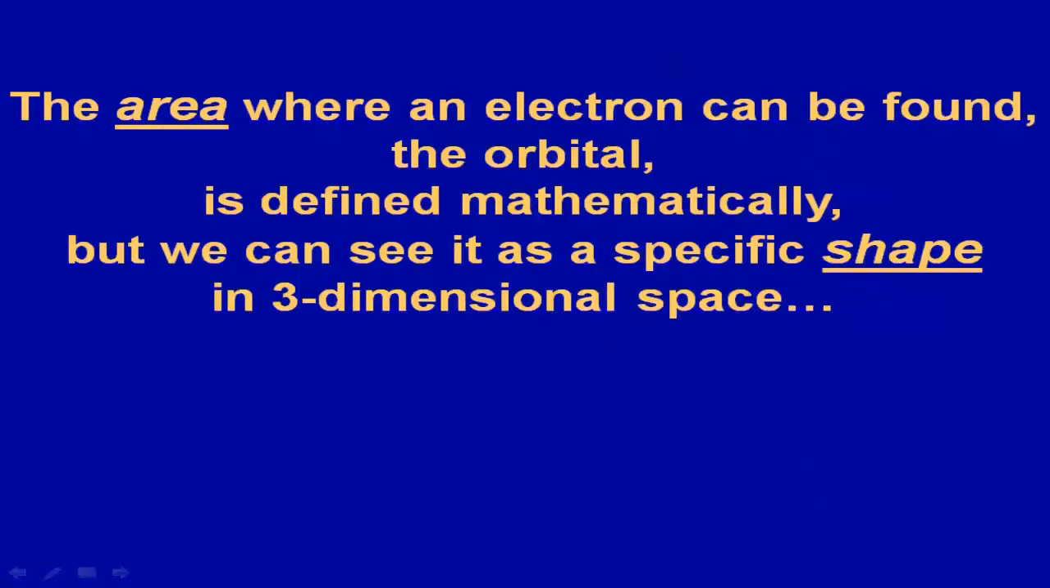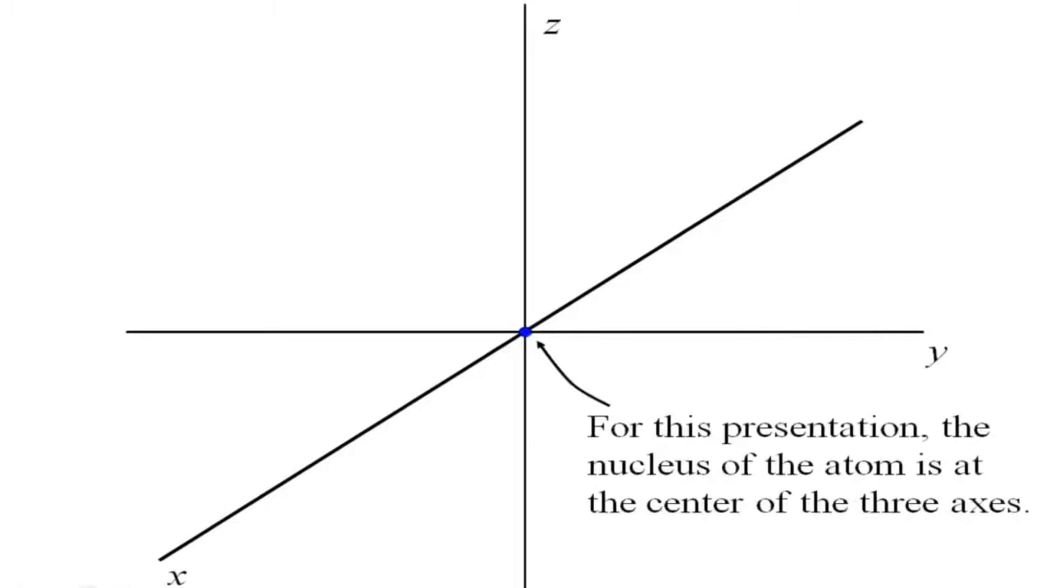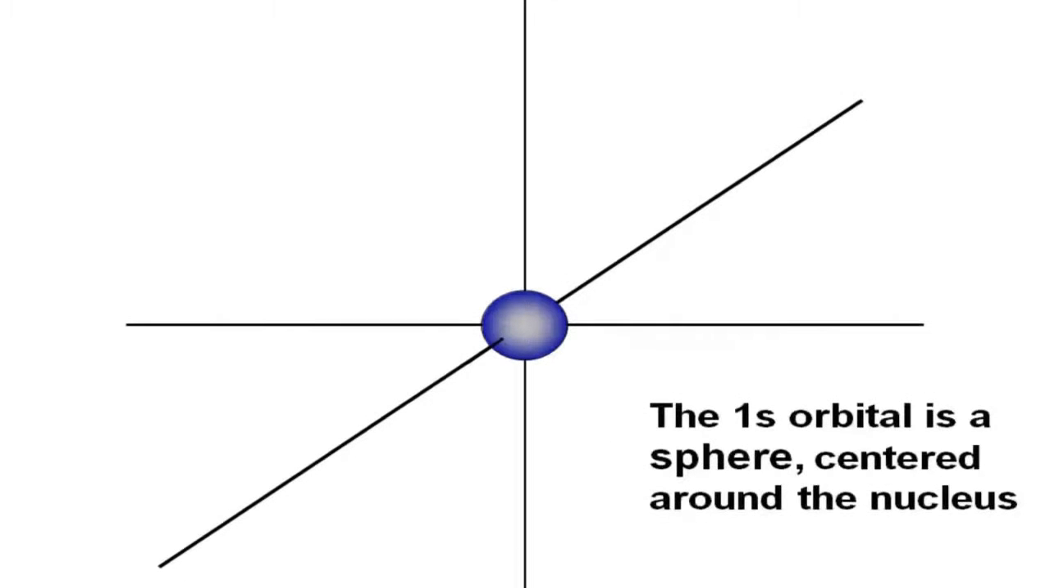So the area where the electron can be found, the orbital, as we just said, is defined mathematically. But we can see it as a specific shape in three-dimensional space. So we're going to take a look at that three-dimensional space. We're going to define it with the three axes x, y, and z, the intersection of which will be our nucleus. So our first orbital is going to be the 1s orbital. And what we're going to do now is take a look at the shapes of orbitals and what they're called.